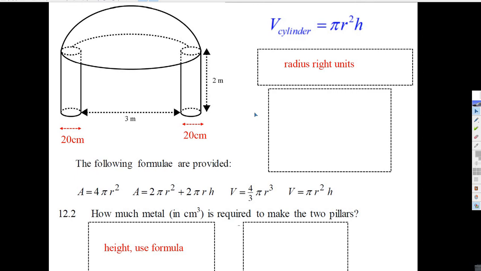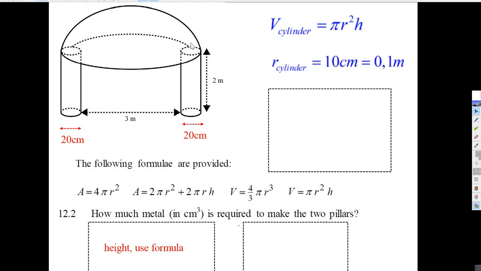Now, what's the radius of those cylinders? Oh, they told us that, but we got to be careful because we got to put it in the right units. Maybe you could try and do that yourself. You could try the whole question yourself. But radius in the right units, what would that look like? Well, 10 centimeters divided by 100 centimeters in every meter, that's 0.1 meters. Now we got the radius of the cylinder.